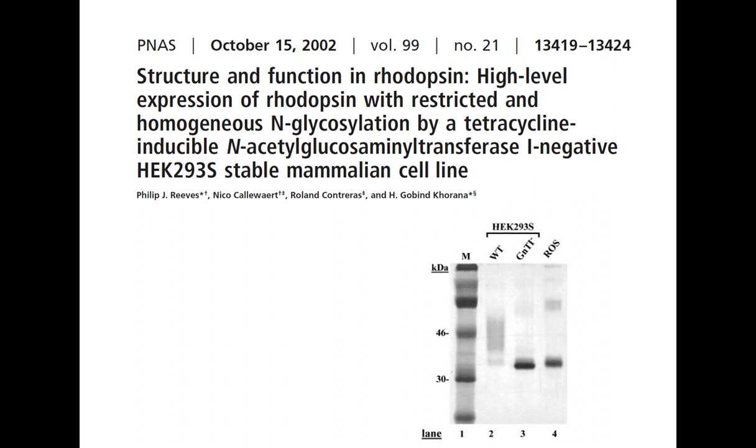And what they did was that they created a stable HEK line with a GnTI minus phenotype, that is the N-acetylglucosaminyltransferase I, and by knocking this out, they blocked the processing of N-linked glycans at the second step. And as you can see in this figure from their paper, when they expressed rhodopsin in the system, its migration on the gel changes from being a very broad heterogeneous band, shown in lane 2, to a very defined species, which is in lane 3.